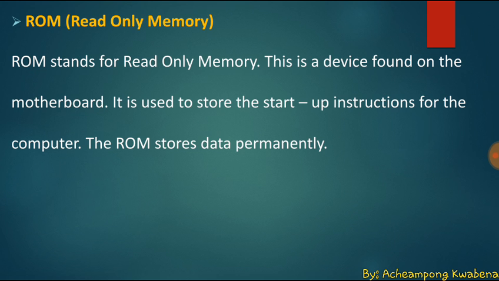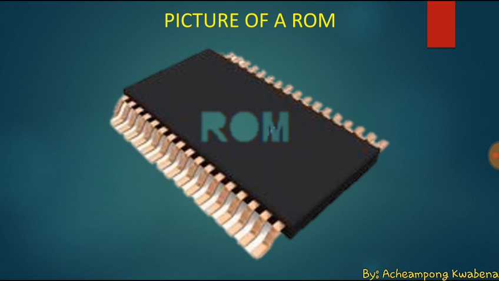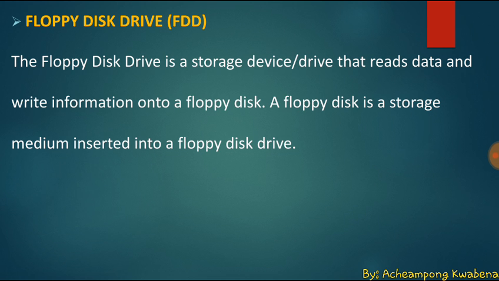Now let's look at how the ROM looks. This is how the ROM looks. It's a chip that is being fixed on the motherboard, and it helps in the startup process of the computer. So this is how the ROM looks. It looks similar to a chip, and it's found on the motherboard. Now let's go to the next device.